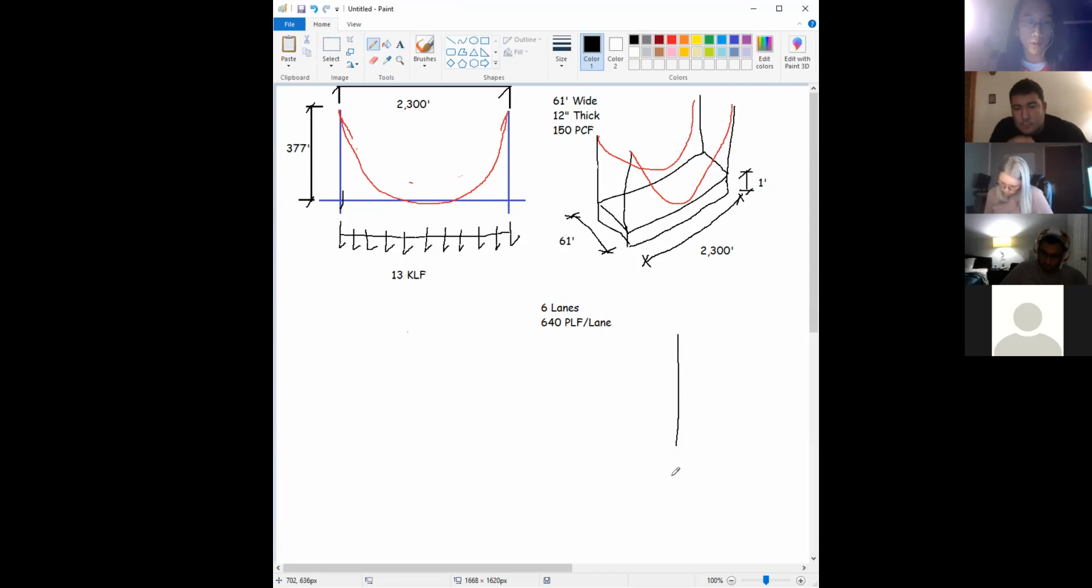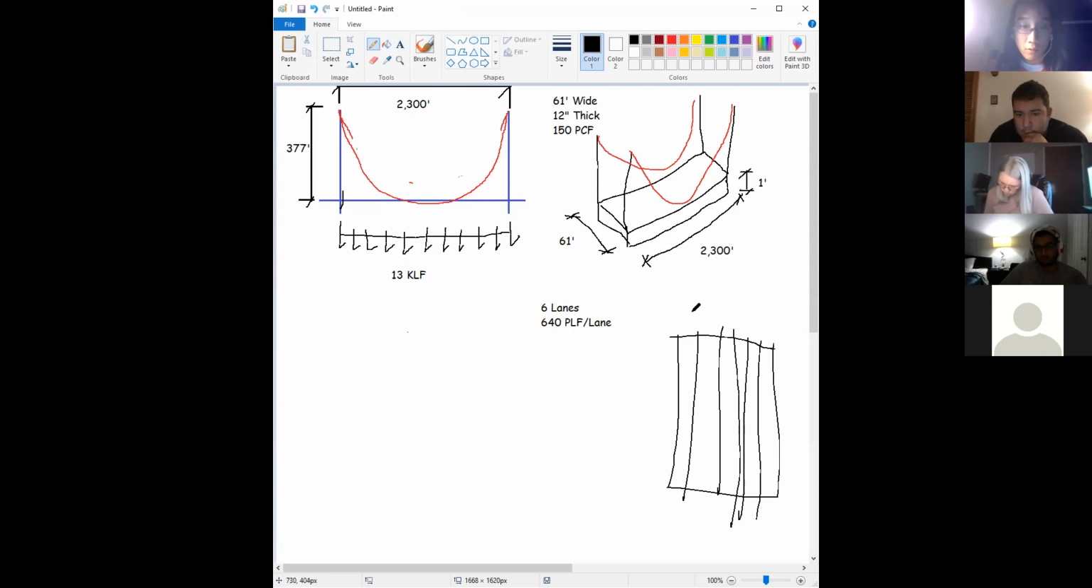So, a visual representation: you have a lane, you have 6 lanes. 1, 2, 3, 4, 5, 6. You have a bunch of cars, right? Bam, bam, bam, at full capacity, I guess, like during normal business hours. Each of these cars weighs a certain amount, and it averages out to 640 pounds per linear foot. So if it's 10 feet, you would get around 6,400 pounds if it was just a line of traffic.